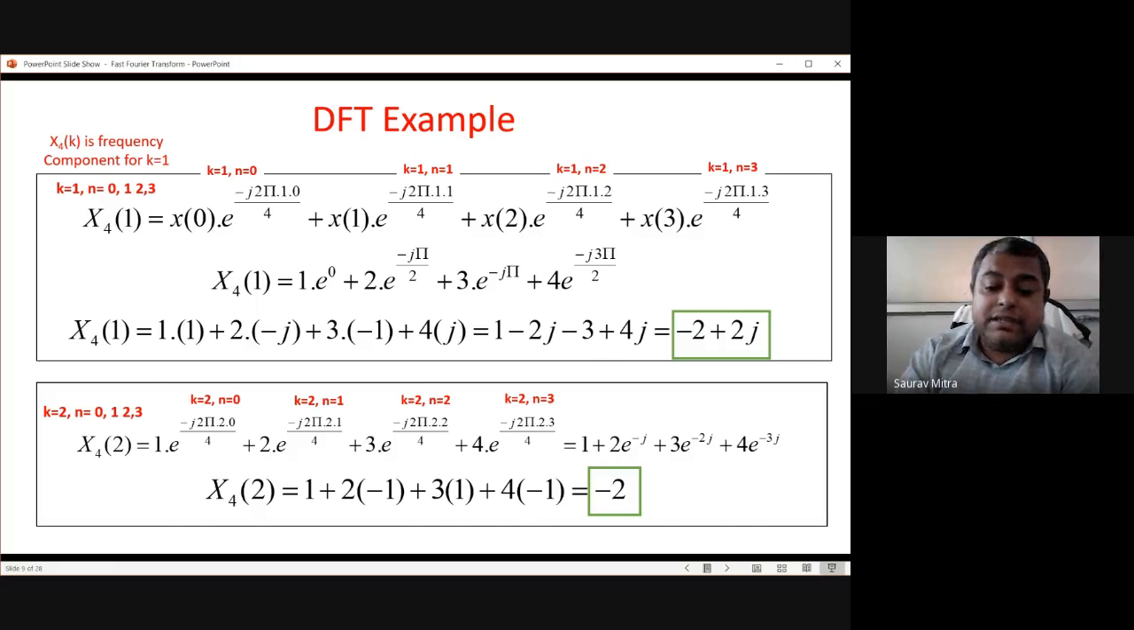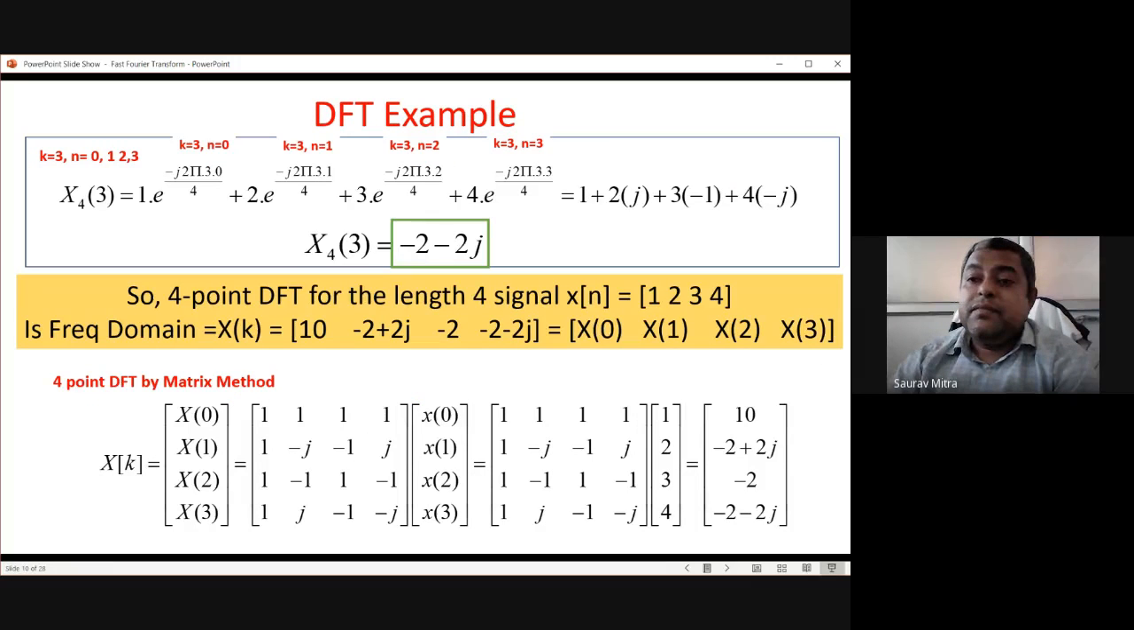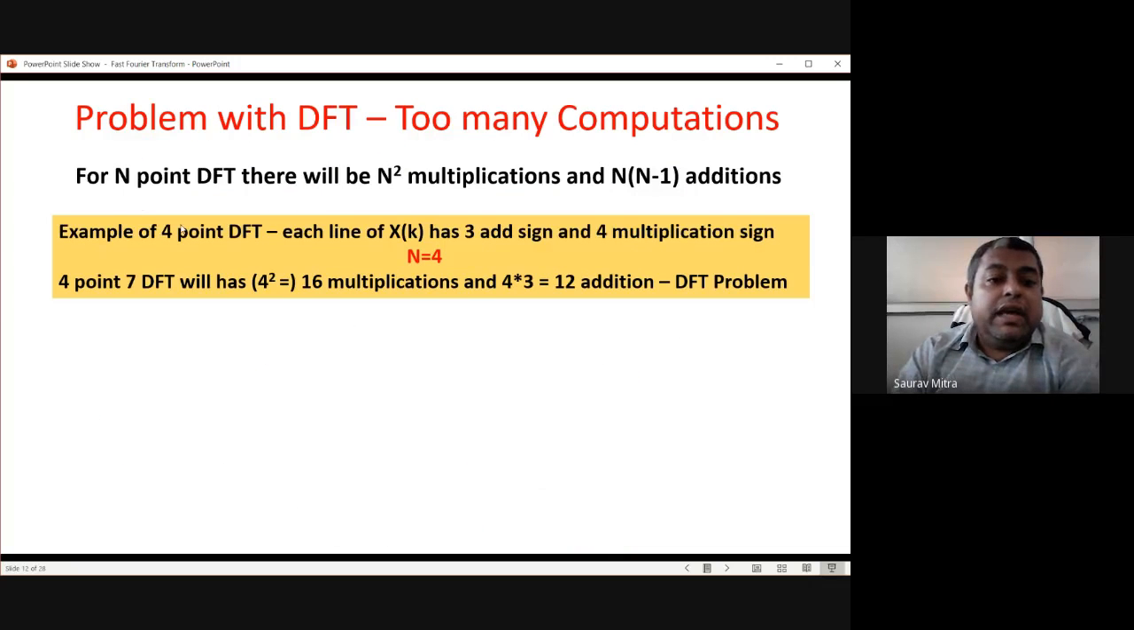So for 4 lines, that means capital X0, capital X1, capital X2, and capital X3, there will be a total of 12 additions and 16 multiplications. That is what is shown here. Example of 4-point DFT: each line has 3 addition signs and 4 multiplication signs. That means there will be 16 multiplications, that is n square, and 12 additions, that is 4 into 4 minus 1.